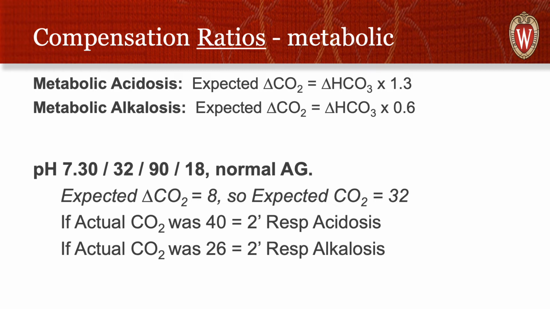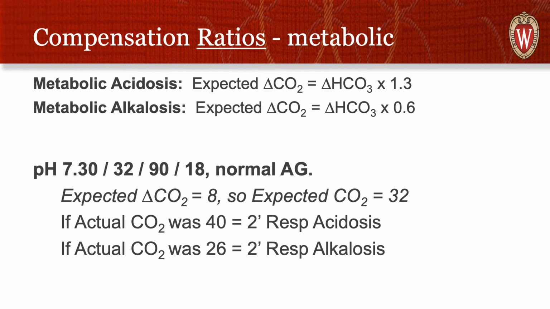So the expected delta CO2 for metabolic acidosis is the change in bicarb times 1.3. Here we have a change in bicarb of 6. 6 times 1.3 is about 8, and so we expect the CO2 to change by 8. In this case, you'd want to breathe off CO2 and compensate, and so your expected CO2 is 32.